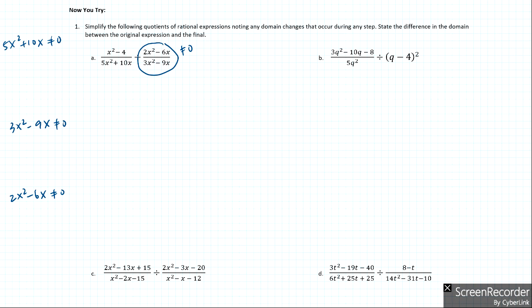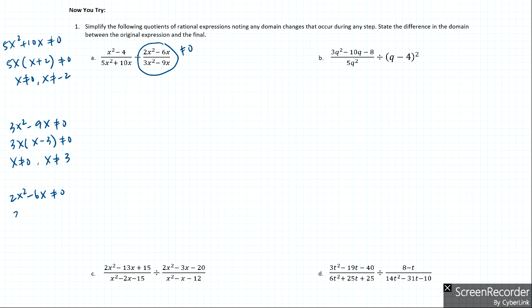And with this, we can look at the first one. We can factor GCF of 5x. That leaves us x plus 2 doesn't equal to 0, so x doesn't equal to 0, and x doesn't equal to negative 2. For the second one, we can factor out 3x, leaving us x minus 3. And again, we have x doesn't equal to 0, and we also have x doesn't equal to 3.